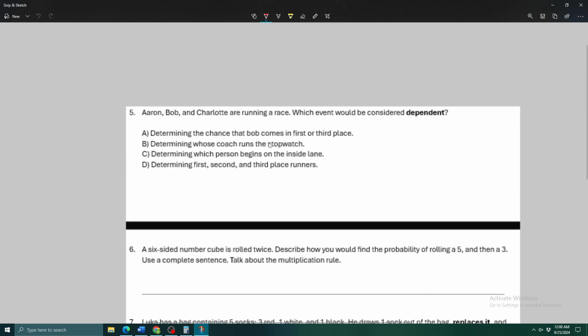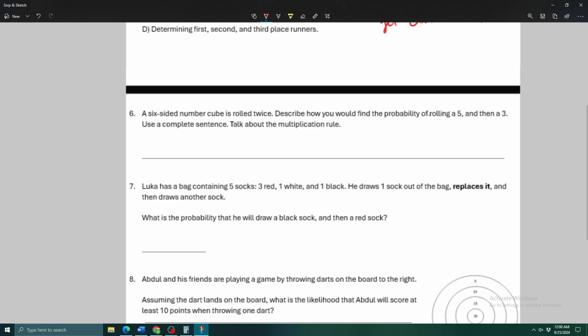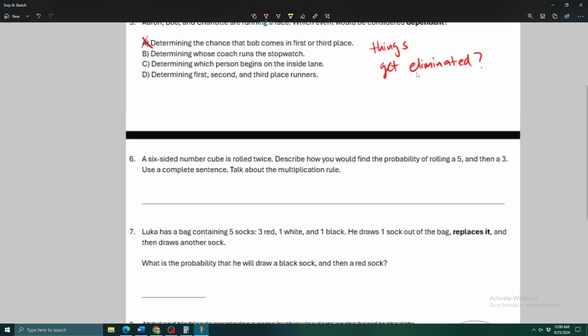So Aaron, Bob, and Charlotte are running a race, which would be considered dependent. I'll tell you, it's not A. Find the option where maybe things are getting eliminated. Or options, right? Things are changing, maybe something like that. That's a good way to spot independent events, is when things get eliminated or certain spots get taken up.